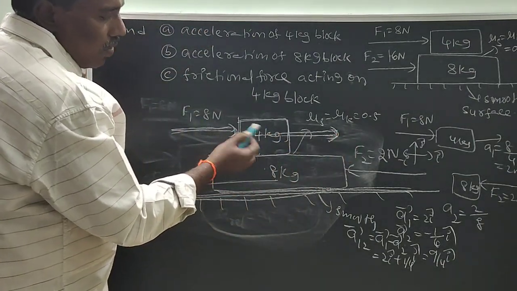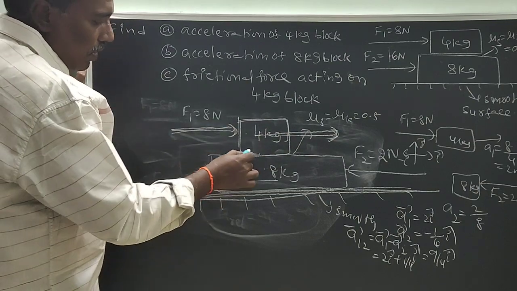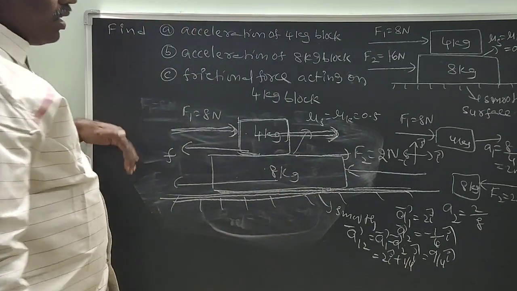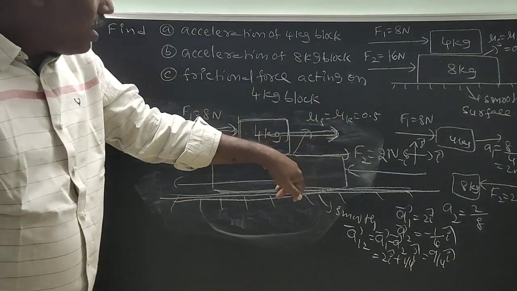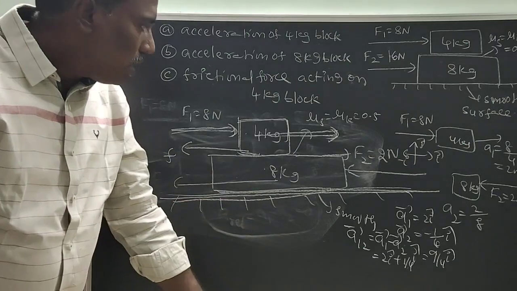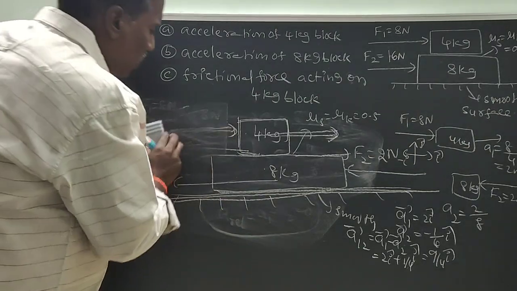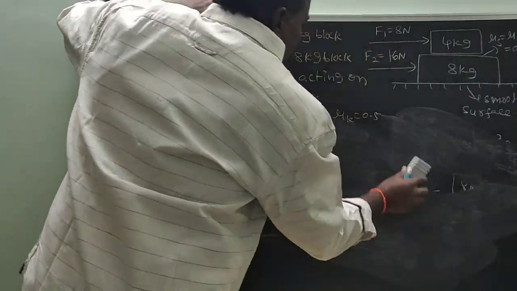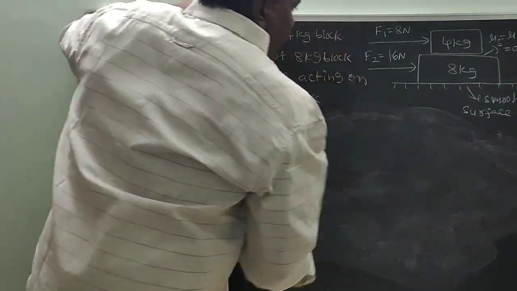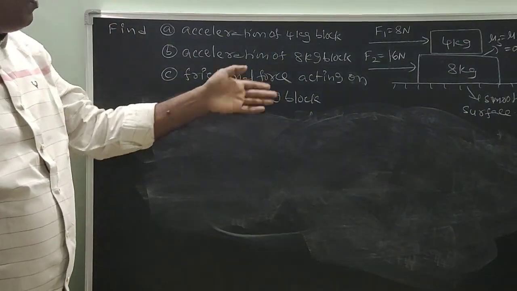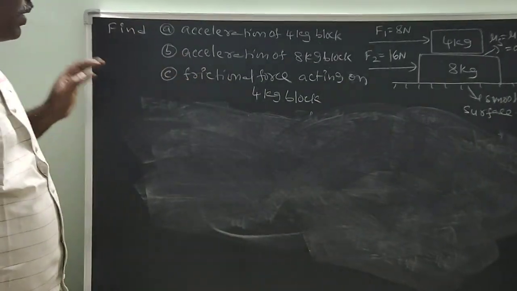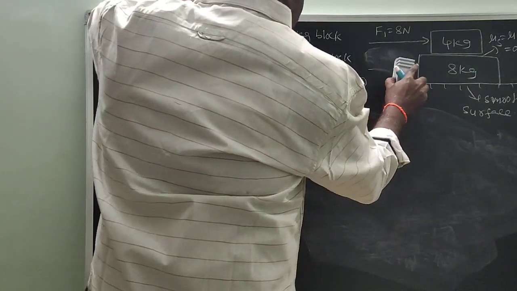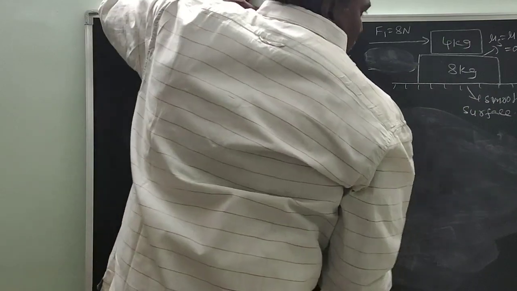So on the 4 kg block, friction is acting backward. On the 8 kg block, friction is acting in the forward direction, because friction is an internal force. Now, in this case, what is the acceleration of the 4 kg block and the acceleration of the 8 kg block? The problem is changed like this. This is F1 equal to 8 Newton.